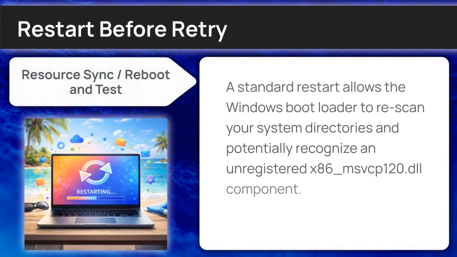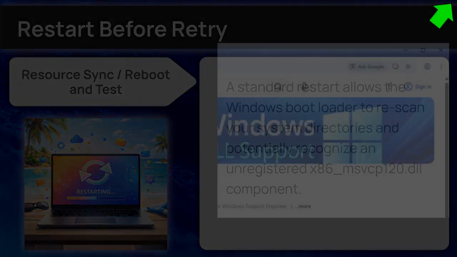A system reboot is a reliable way to clear away zombie processes that might be interfering with x86 Microsoft Visual C++ Standard Library 120. It's a low-impact step that ensures your operating system is starting with a synchronized environment.